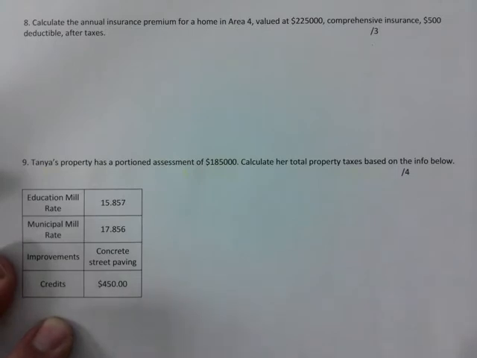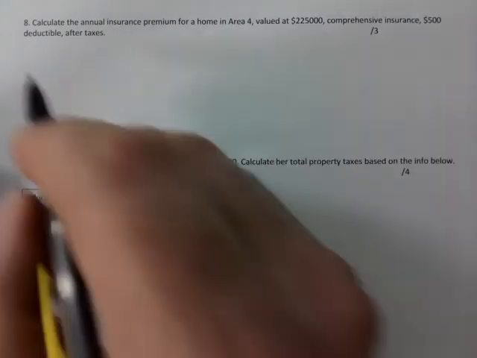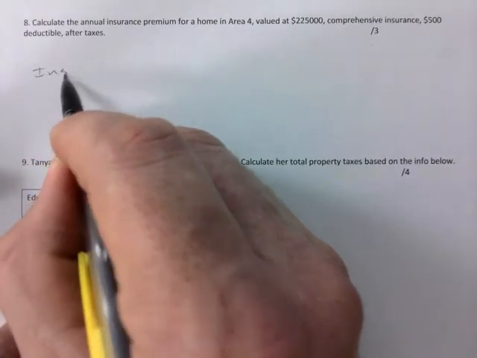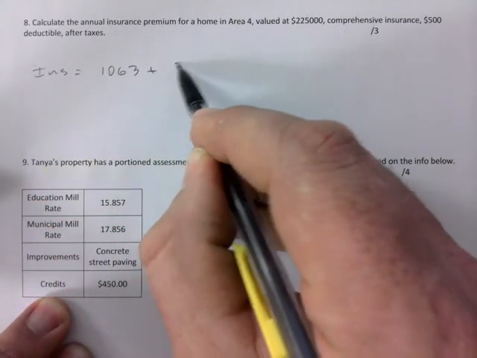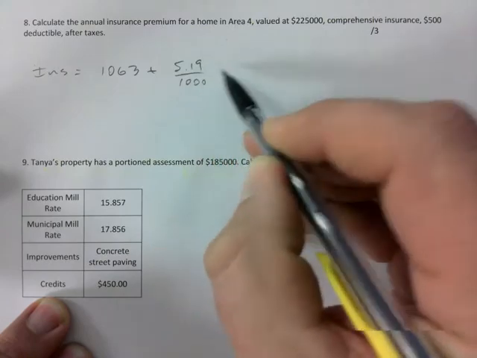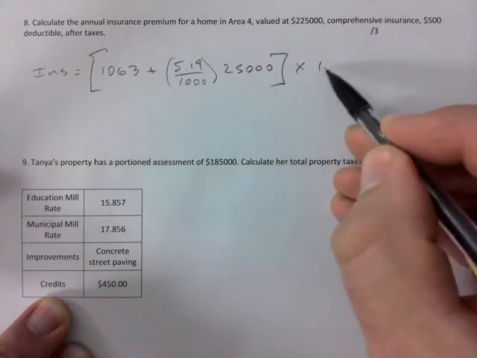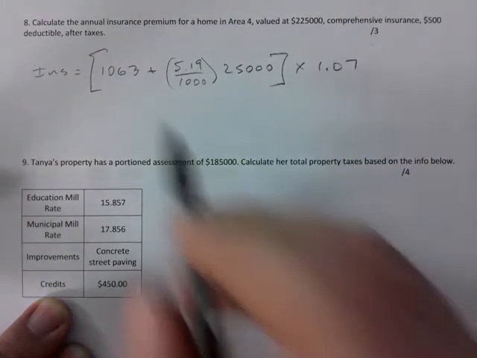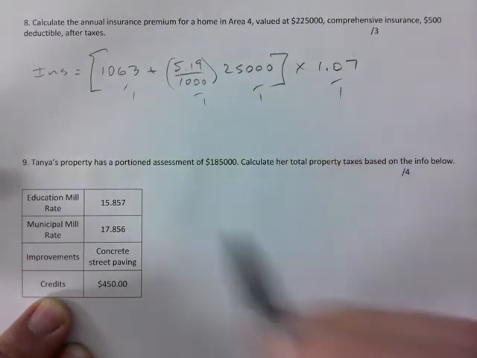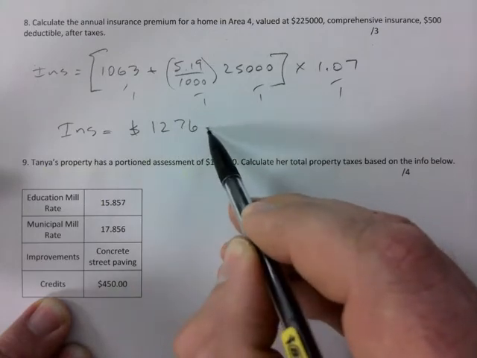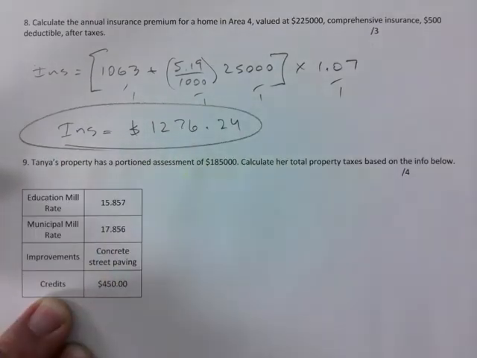Another insurance. I will just give you the answer to this one, guys. Here, I'm just gonna write it out like the last step there. So this is 1063 plus 519 over 1,000. You are over by 25 grand. So this is what it should look like, times 1.07. So you get 1, 1, 1, 1, and then your final answer is 1,276.24. That's another 1 marker, so 5 marks total for that one.